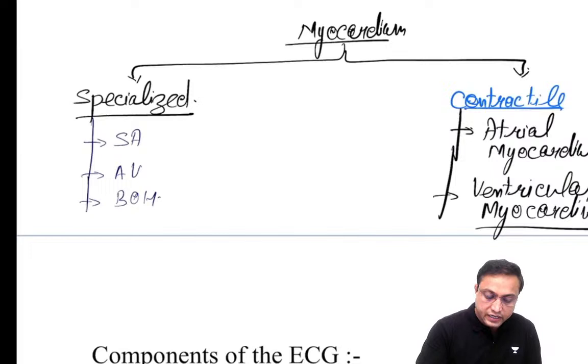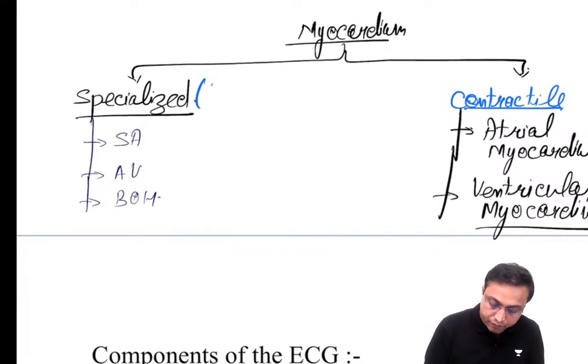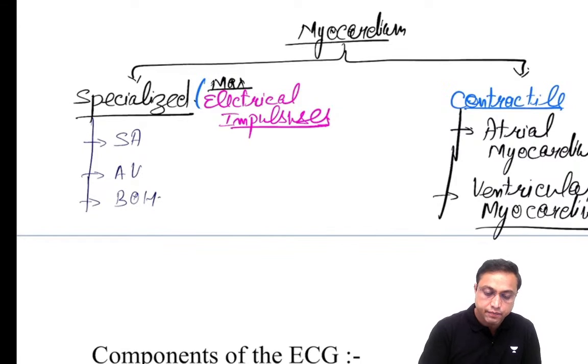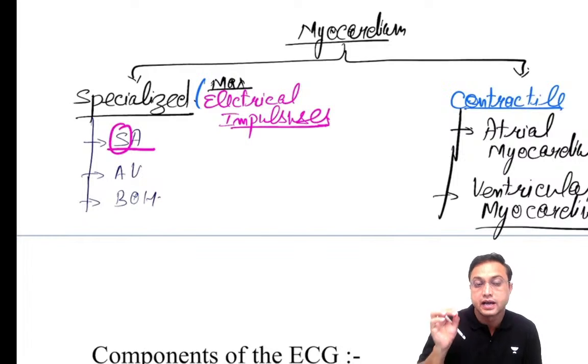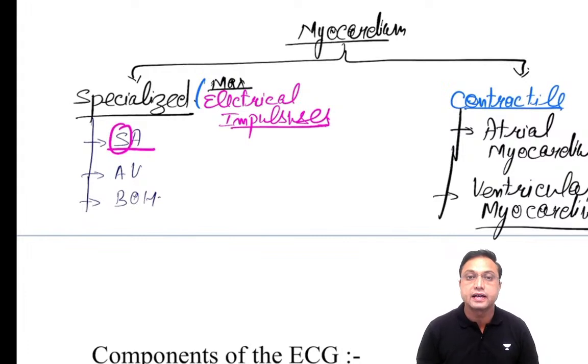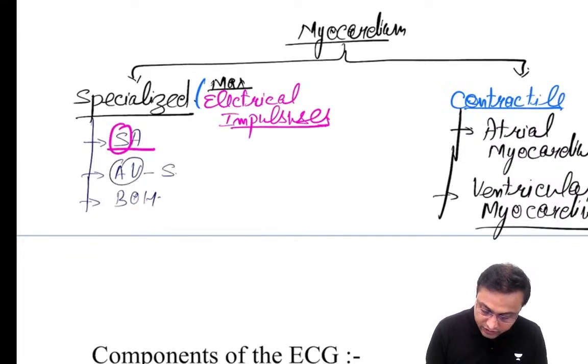When we talk about the specialized myocardium, it has the property of producing maximum electrical impulses. As we have just discussed, the SA node has the highest power, or it can produce impulses spontaneously. Do remember this: S, SA node, SA spontaneous, right? So it can produce maximum impulses, spontaneous impulses, and it has maximum automaticity.